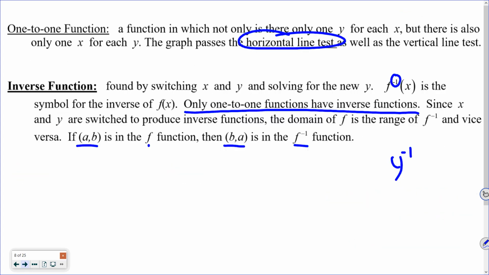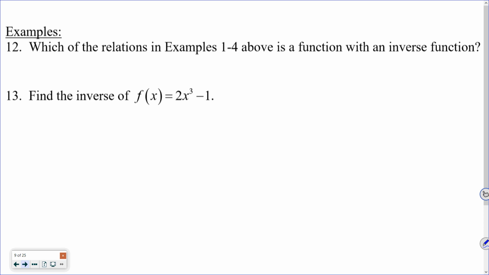Next thing is to show you how to find an inverse. Find the inverse of f of x equals 2x cubed minus 1. So here's your steps. Step number 1 is you replace the f of x with a y. So I'm going to write it as y equals 2x cubed minus 1. Step number 2 is you switch the x and the y. So x equals 2y cubed minus 1. Notice how the 2 didn't move, the minus 1 or the cube. It just switched the actual x and y.